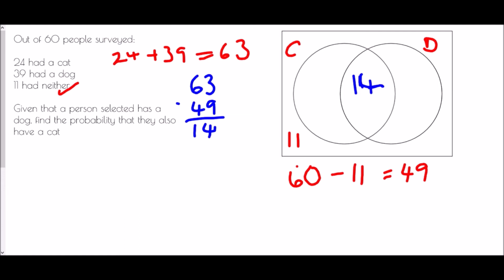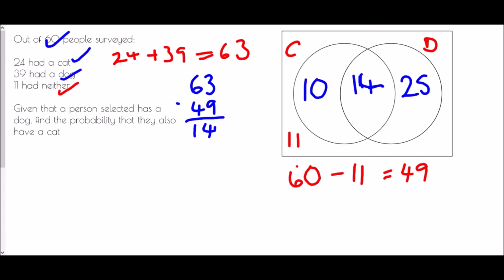Now this helps us with filling in the rest of the diagram, because we knew 24 people had a cat. If 14 are in the intersection, then 10 must be just in the cat section, and if 39 people had a dog, then 39 take away 14 is 25. Now just to check, let's make sure that that does definitely add up to 60, as we should have 60 people in total. We have 11, 21, 35, 60. It does. We have 60 people in our diagram.